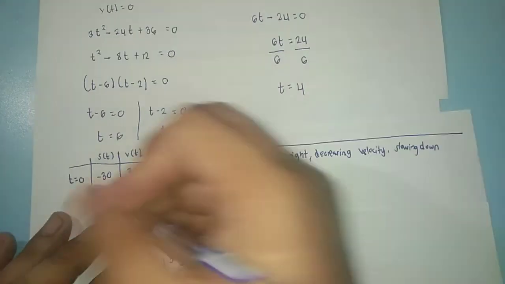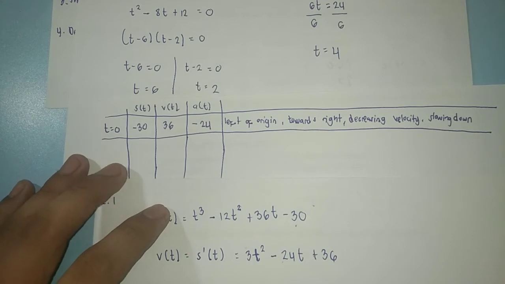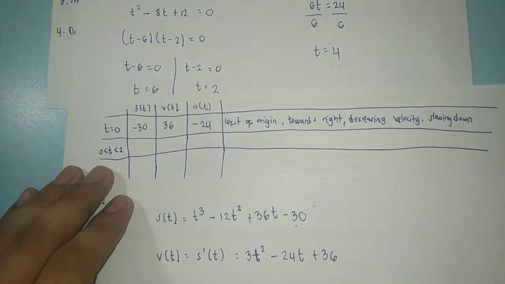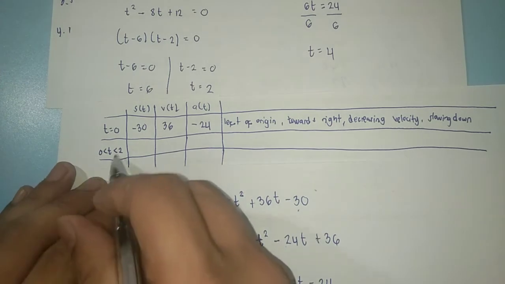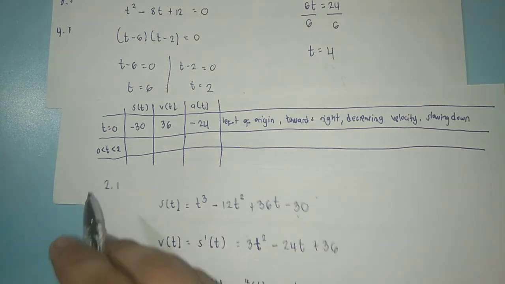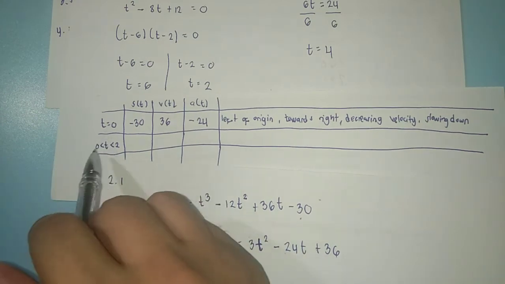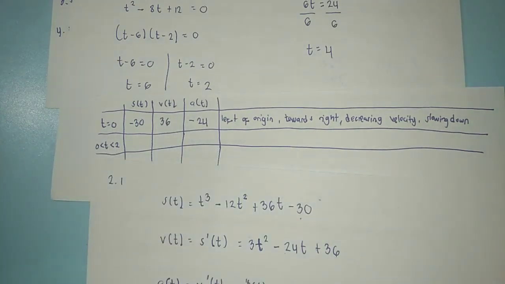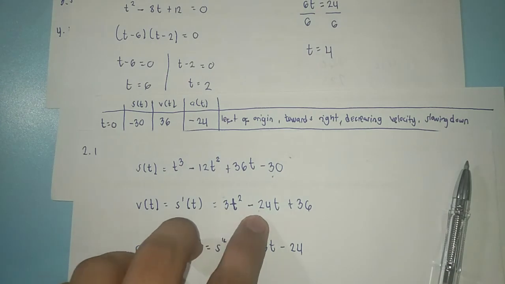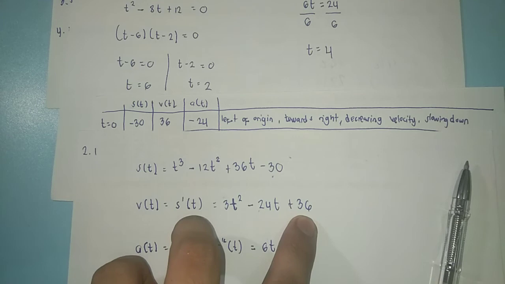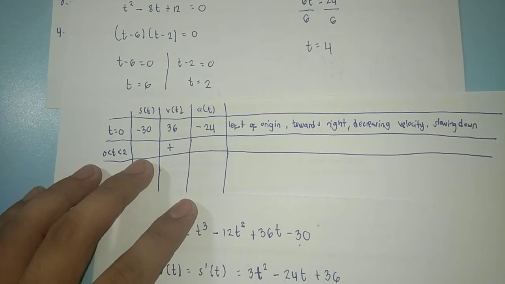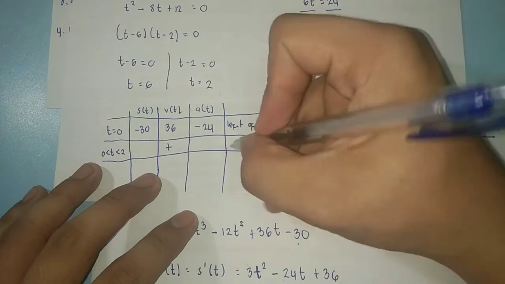Okay, so next, let us go to the interval 0 less than t less than 2. Here, we cannot determine the exact position, because it is an interval. But we can test the middle of it to see whether the velocity is positive or negative. So, let us test 1. It is easy to substitute 1 in the velocity. 3 minus 24, negative 21, plus 36, positive, right? So, our velocity is positive. Meaning, towards the right also. Okay? Because it is positive.